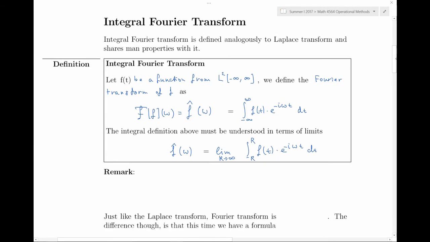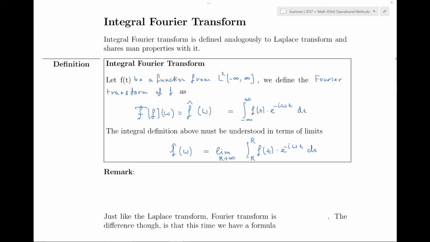I would also like to make a remark, and it is really unfortunate that I have to make this remark. In different textbooks, in different contexts, the definitions of the Fourier transform differ. Some people define the Fourier transform with the factor 1 over square root of 2 pi in front of the integral. And we're going to see later why some people want to do something like that. Sometimes the Fourier transform is defined with the factor 1 over 2 pi in front of the integral.